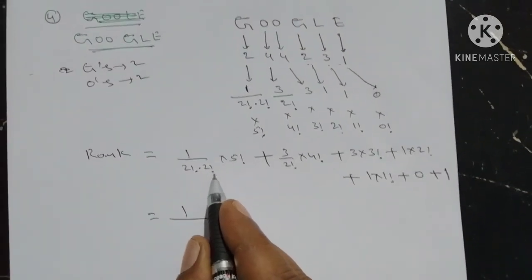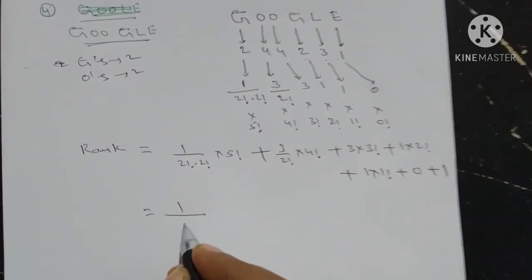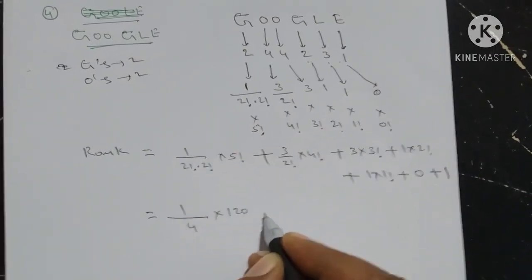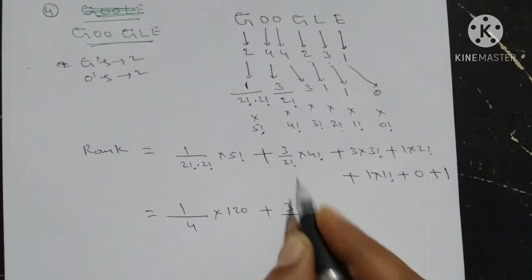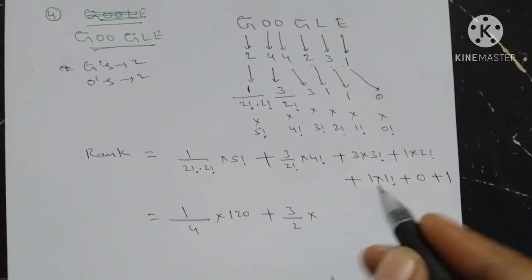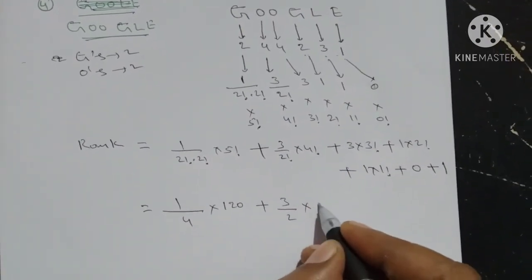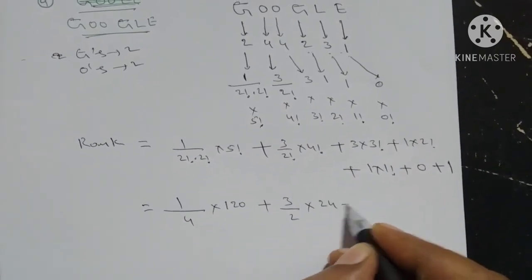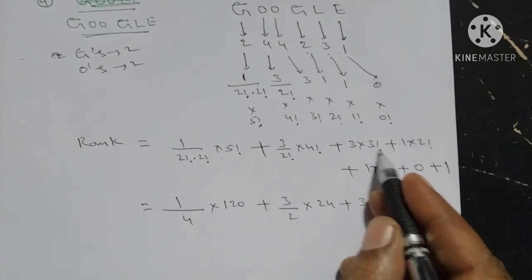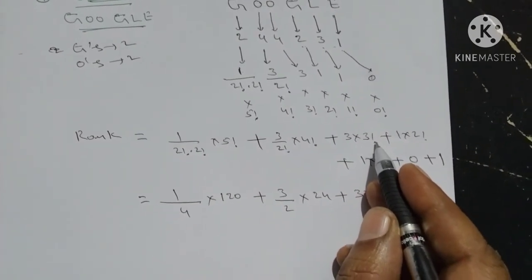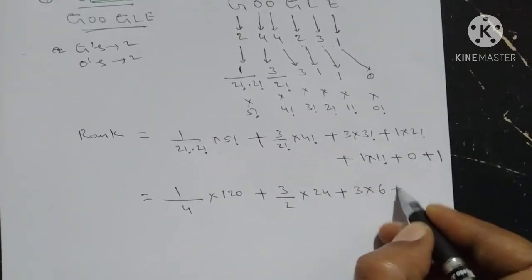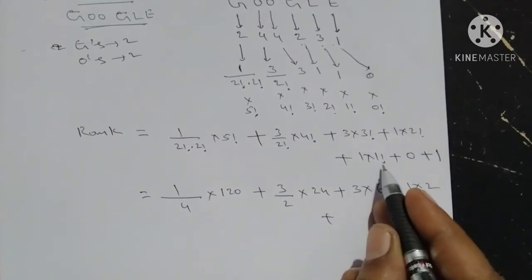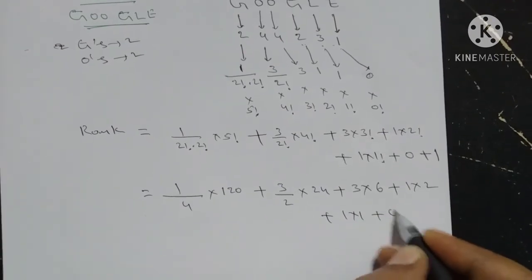2 factorial is 2, 2 factorial is 2, 2 into 2 is 4. 5 factorial is 120, plus 3 by 2 factorial is 2. 4 factorial is 4 into 3 into 2, which is 24, plus 3 into 3 factorial. 3 factorial means 3 into 2, 6, plus 1 into 2 factorial is 2, plus 1 into 1, plus 0, plus 1.